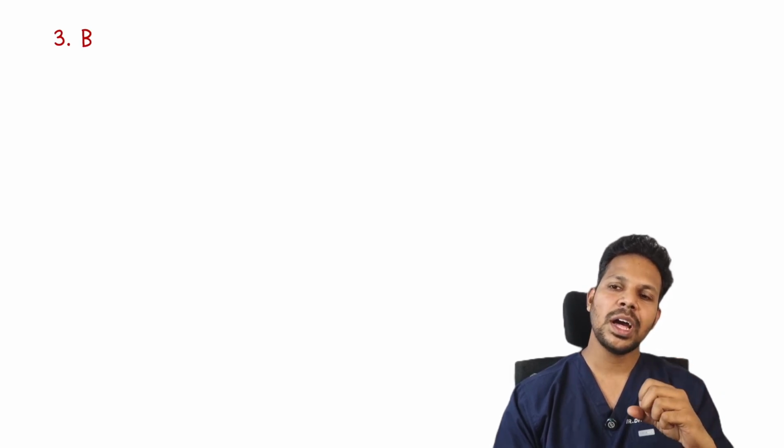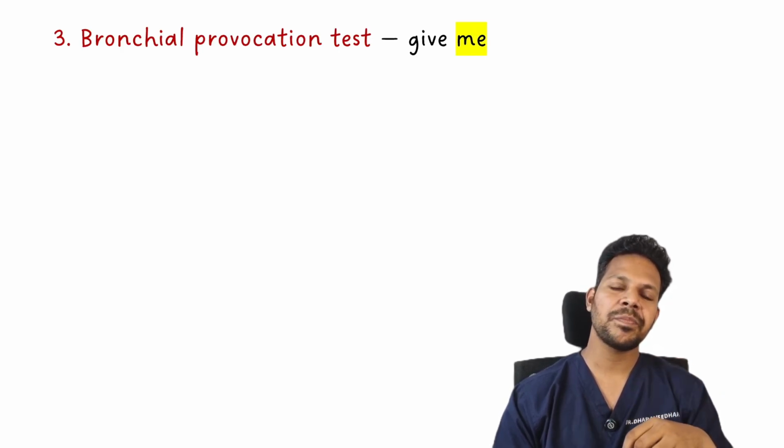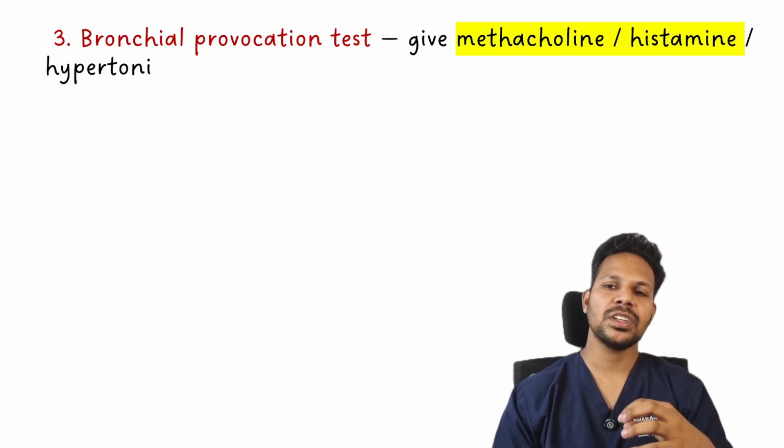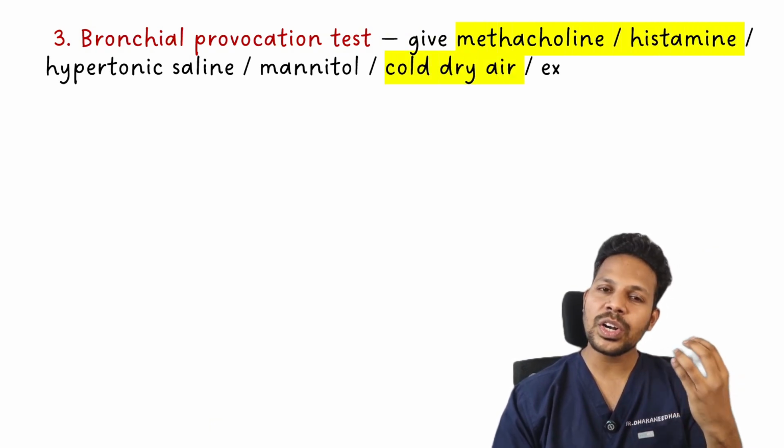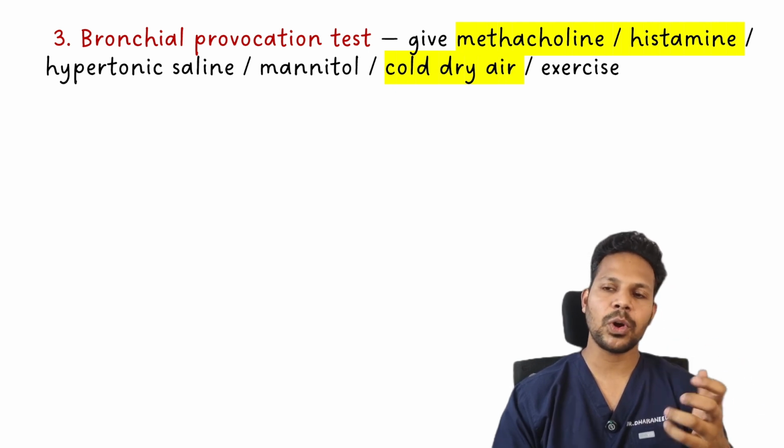Third one is a bronchial provocation test. Now we have a normal airway. If the patient is not having recently an episode, you want to trigger the patient to develop an episode of bronchial asthma. So what do you want to give? You can use methacholine or histamine, hypertonic saline nebulization or mannitol. Even cold dry air and exercise can also trigger bronchial asthma.